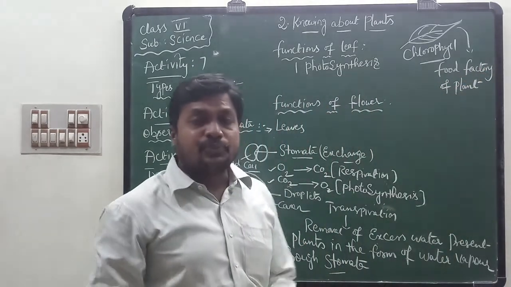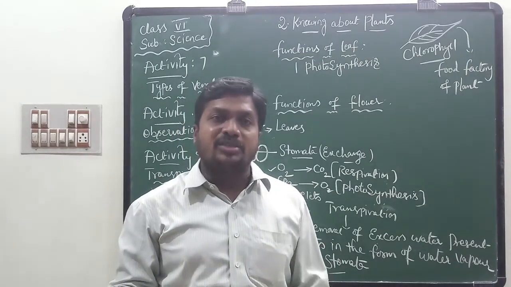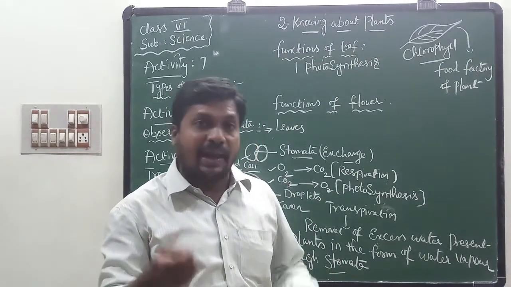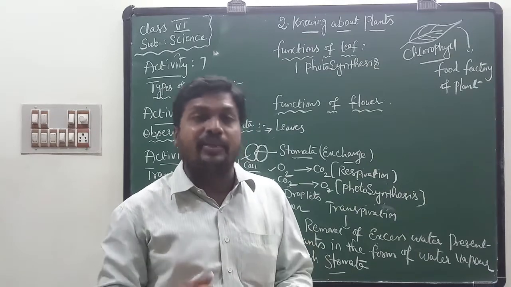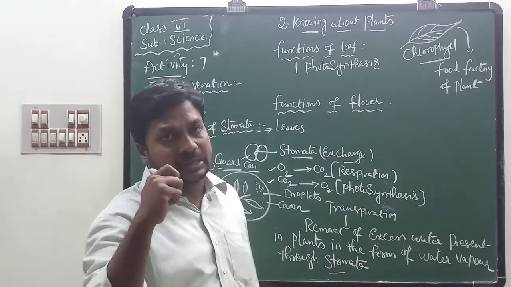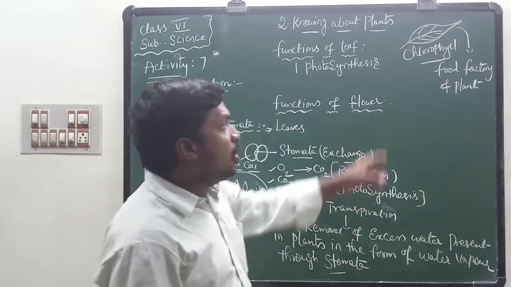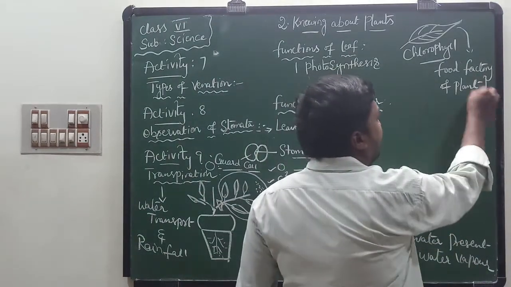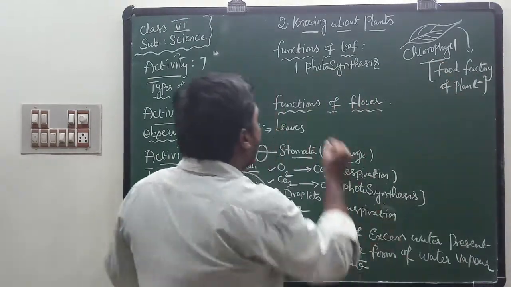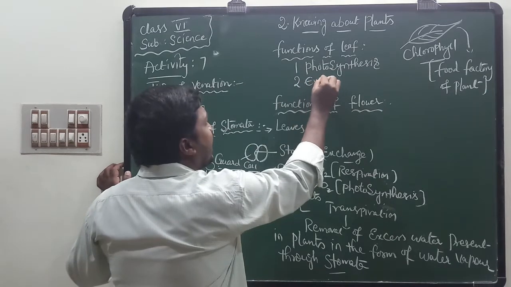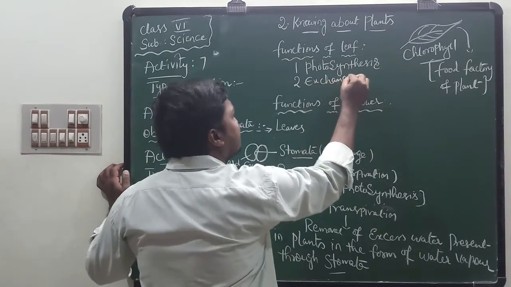Leaf is also called the food factory of plant. Why? Because it is the structure in the plant which helps to prepare their own food material in the process of photosynthesis. So leaf is known as the food factory of plant. And leaf is also helpful for exchange of gases.